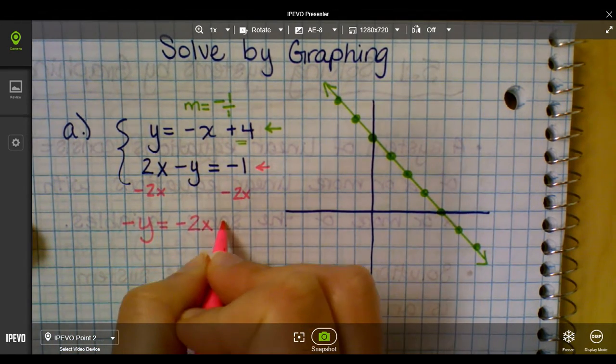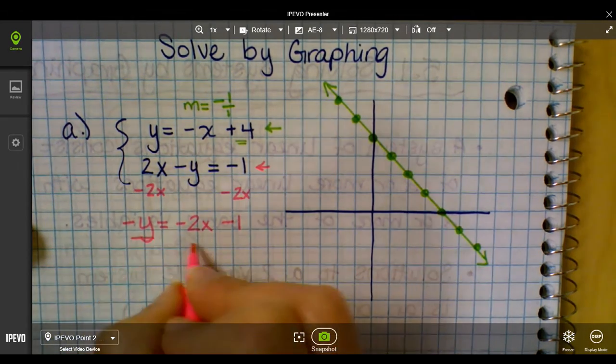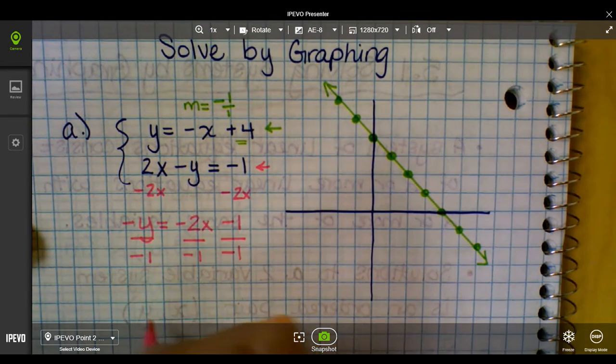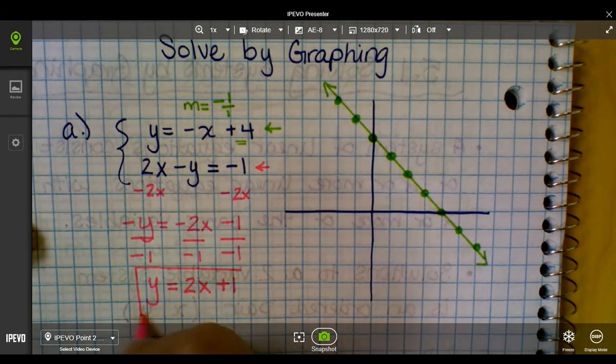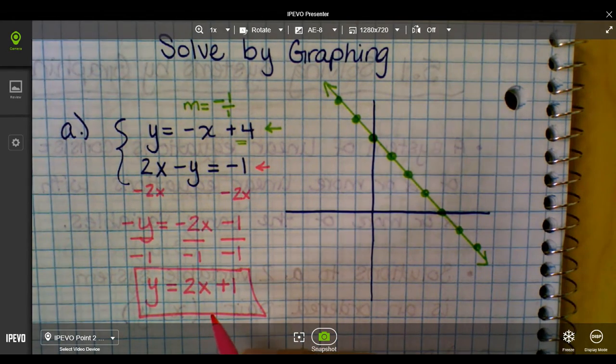So now I have -2x minus 1, but now I still have to get this y positive. So that means I have to divide everything by -1. And whenever I divide everything by -1, all that does is just change the signs around. So everything was negative before, dividing by -1 makes everything positive. So now this is the new line that I'm going to graph.